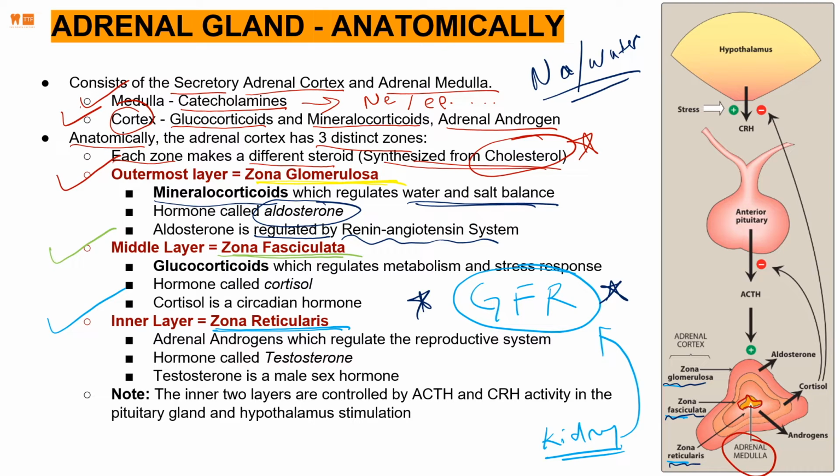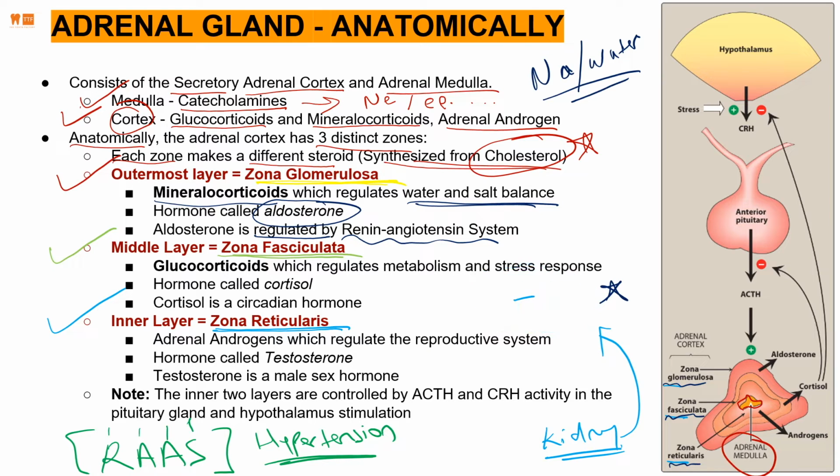I know there's a bell and a light bulb going up in our memories. If you think about it, RAAS, that's the actual system: renin, angiotensin, aldosterone system. Where did we see this, guys? In the hypertension series, in the lecture for hypertension. So please do check that out as well. However, let's take a look at what that really means.